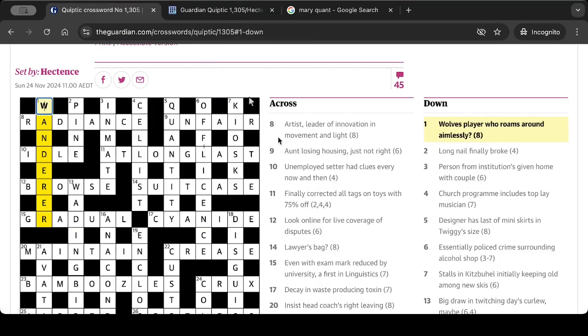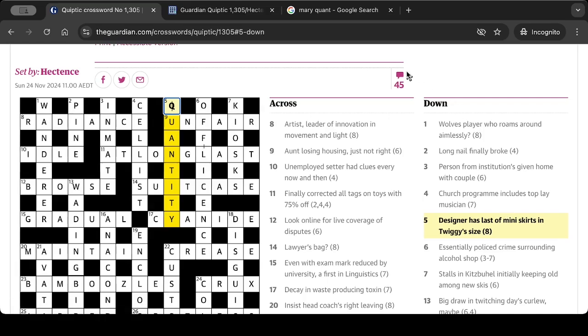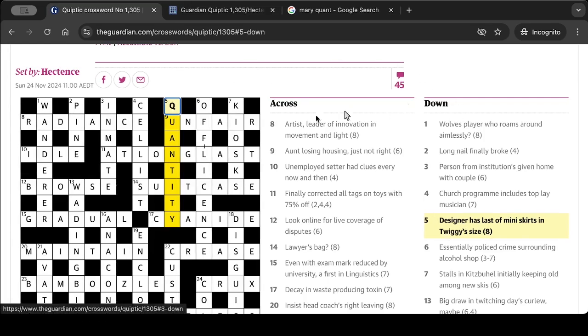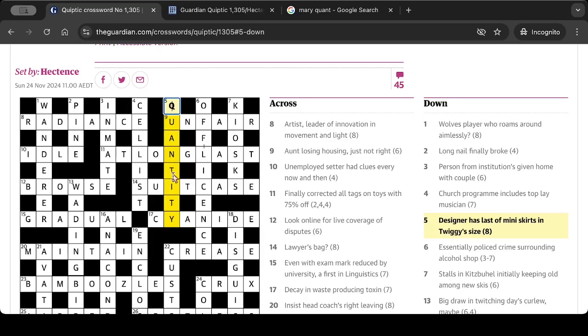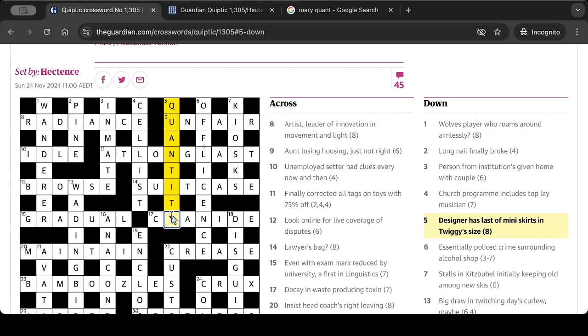Now the next one I thought was very hard. So the designer, apparently there's a designer called Mary Quant, and I hadn't heard of that designer. So the designer is Quant. Following that, we've got the last of Mini, which I did think was probably just giving us an I, so that's the I. And the skirts of Twiggy is the surroundings or the edges of the word Twiggy, which is TY, and that gives us quantity, which is a size.